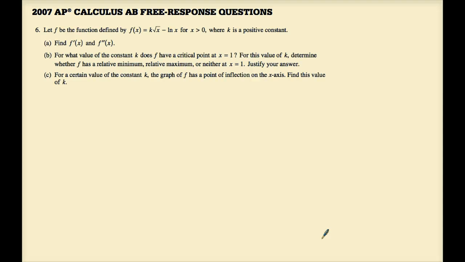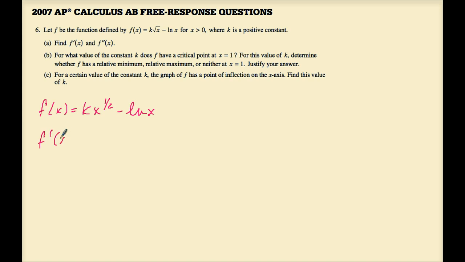Let f be the function defined by f of x equals k square root of x minus natural log of x for x greater than 0, where k is a positive constant. Letter A. Find f prime of x and f double prime of x. First, let's rewrite f of x as k x to the 1/2 minus natural log of x.